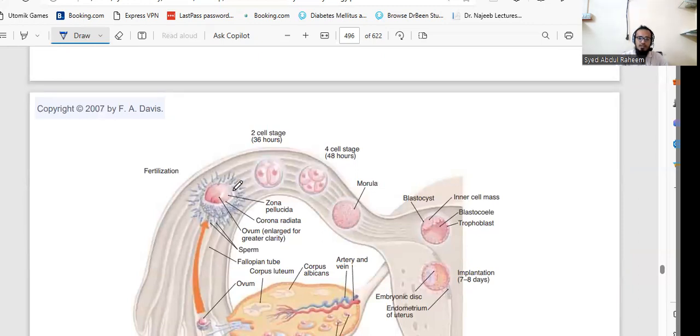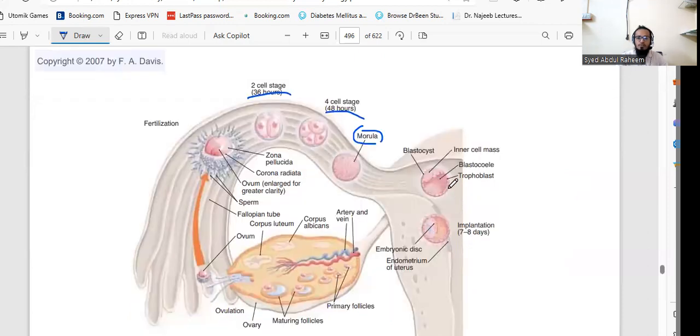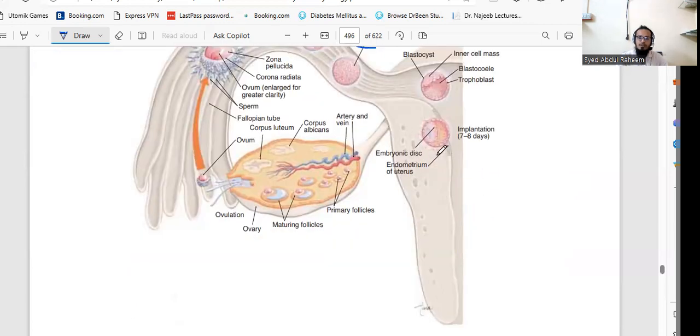Here we have the fertilization stage. Gradually, the second cell will develop in 36 hours, and the four-cell stage at 48 hours. Next is the morula, where a number of cells will develop. Next we have the blastocyst, with the inner cell mass and the trophoblast. Everything will develop, and implantation will begin on the 7th or 8th day.